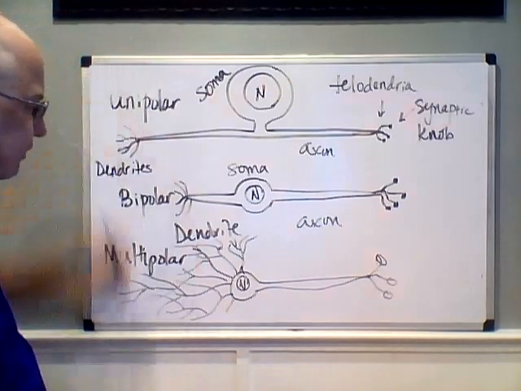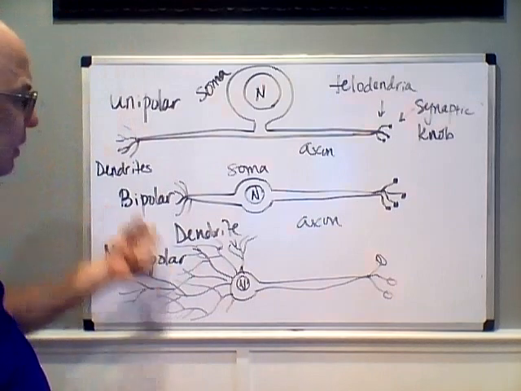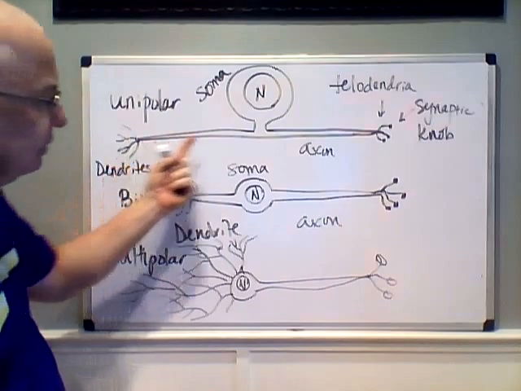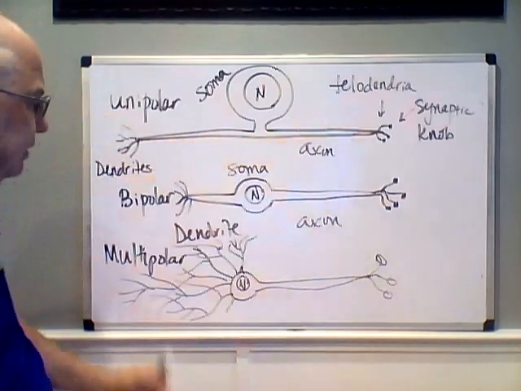Okay, so I'm going to erase all of these. You do need to know anaxonic neurons don't have any axons. Unipolar neurons have a single long continuous axon with some dendrites on one end and some synaptic knobs on the other.